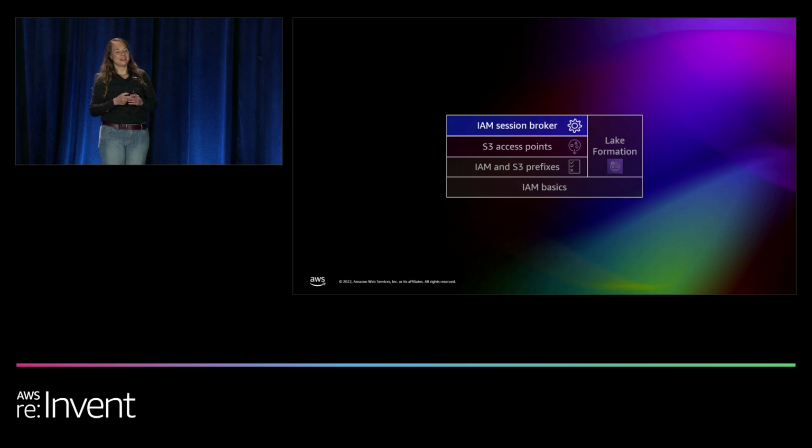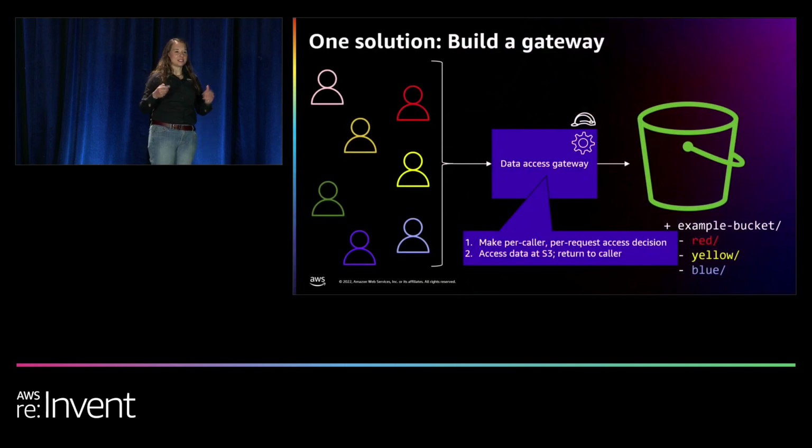What I'm about to describe is not an AWS service, but it's a pattern that I've seen a lot of customers build, that you might find yourself building. It's fairly straightforward and gives you a ton more flexibility, arbitrary levels of flexibility, in terms of what you can do with granting access to your data.